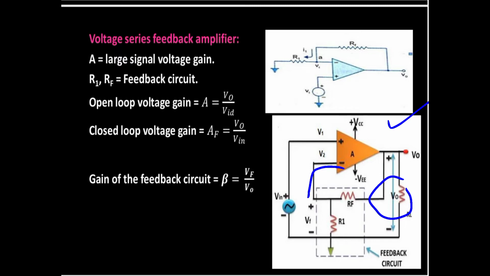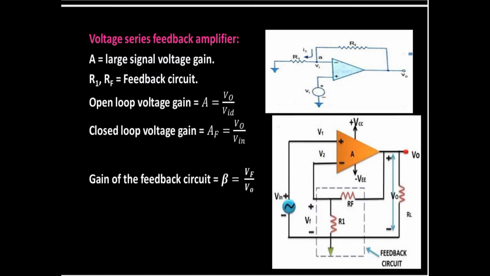Here R1 and RF form a feedback circuit and the input of the feedback is V0. V0 is the output of our voltage series feedback and input to our feedback circuit, and Vf is the output of the feedback circuit. This Vf is equal to V2 because the feedback terminal is connected to the inverting terminal of the op amp, that is nothing but V2 voltage. Here Vf is nothing but V2.